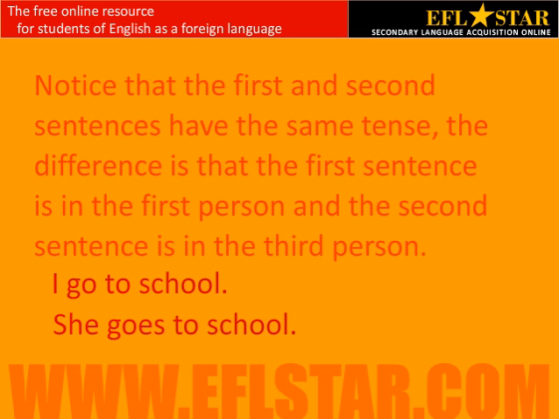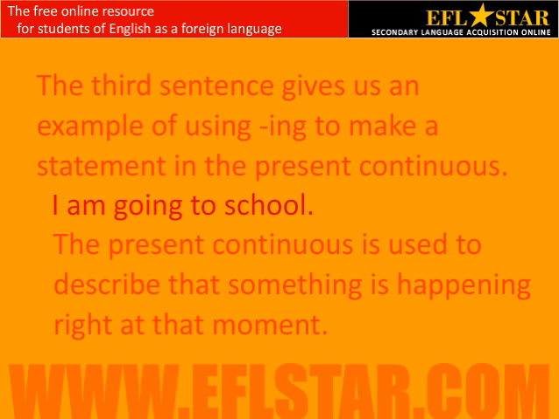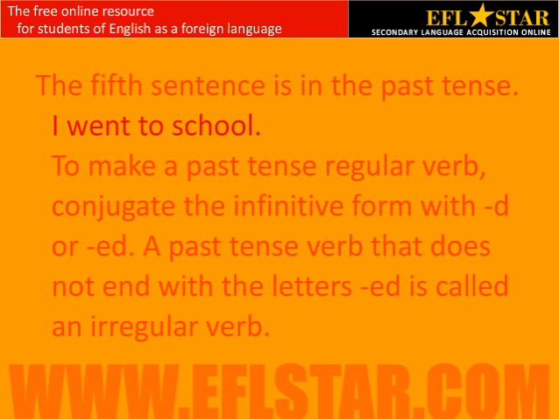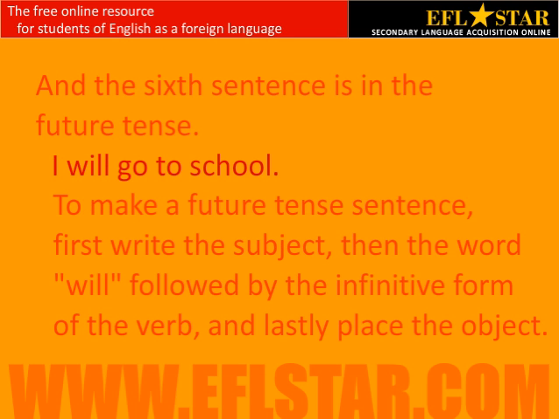Notice that the first and second sentences have the same tense. The difference is that the first sentence is in the first person and the second sentence is in the third person. The third sentence gives us an example of using ing to make a statement in the present continuous. The fourth sentence shows us how a past participle is used with the word have to create a statement in the present perfect. The fifth sentence is in the past tense, and the sixth sentence is in the future tense.